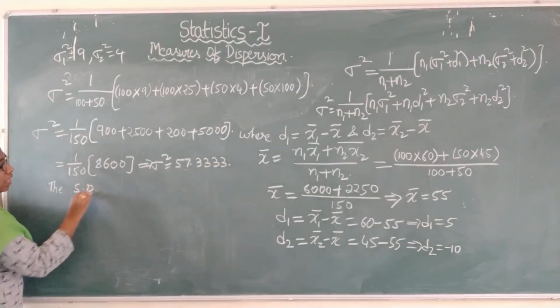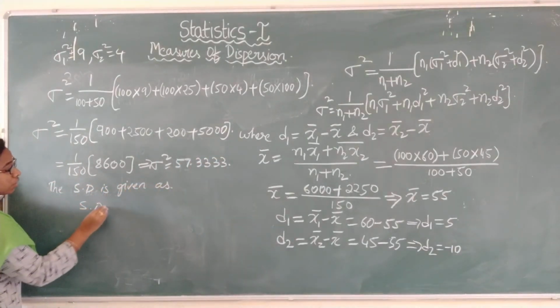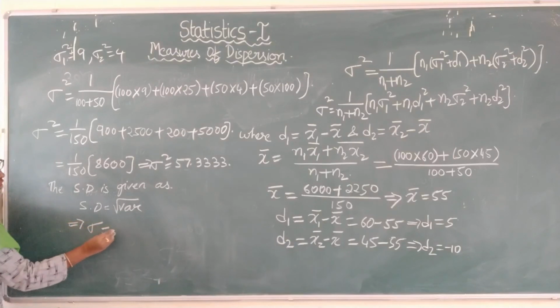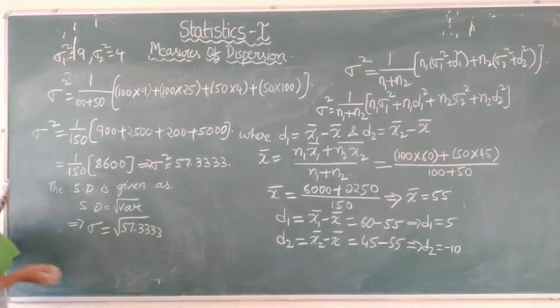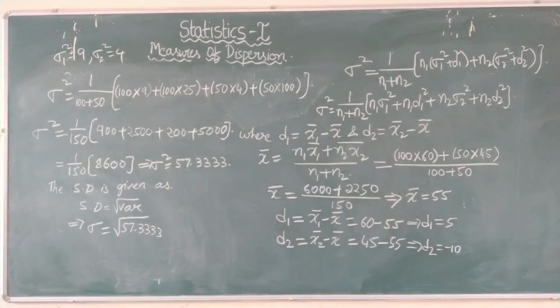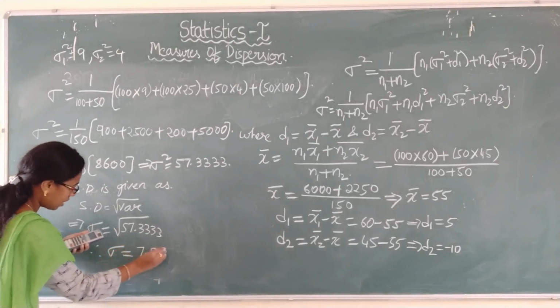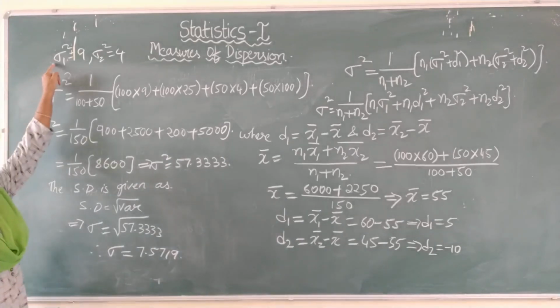So the standard deviation is given as, standard deviation equals root over variance. So which implies sigma equals root of 57.3333. So square root of that value we will be getting as 7.5719. So therefore standard deviation equals 7.5719.